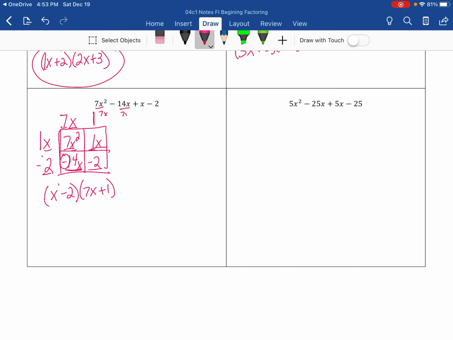Doing it this way, I find my greatest common factor for each of these terms, which is 7x times x minus 2.